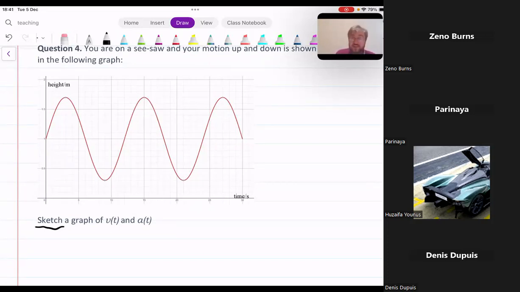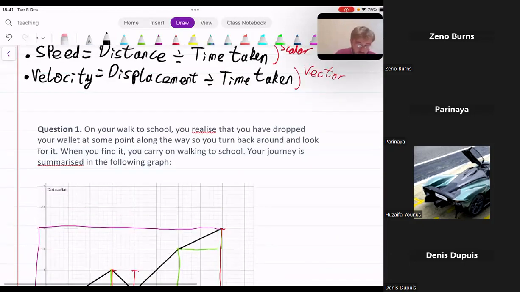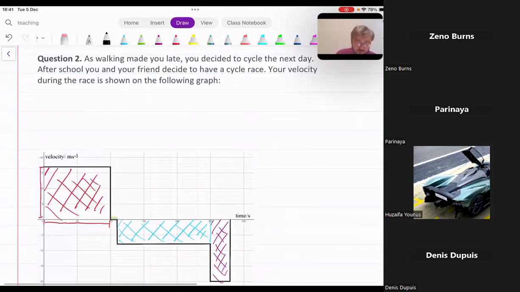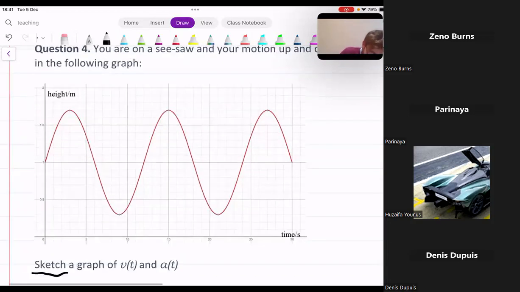Do you remember we said right in the first question, velocity is the gradient of the line. So the gradient is 0 when we zoom in a bit and the line is completely flat at the peaks and the troughs. So in all of these sections, velocity is 0.